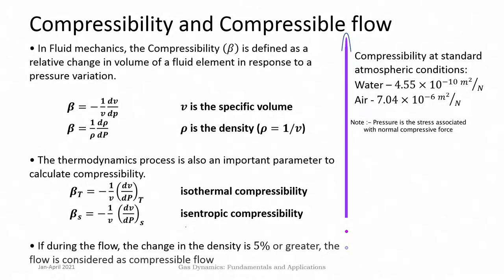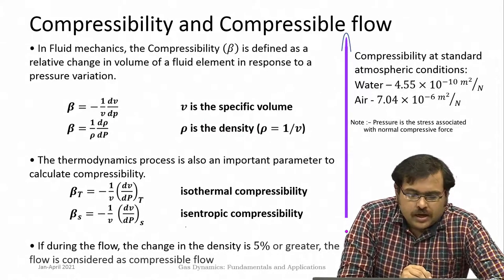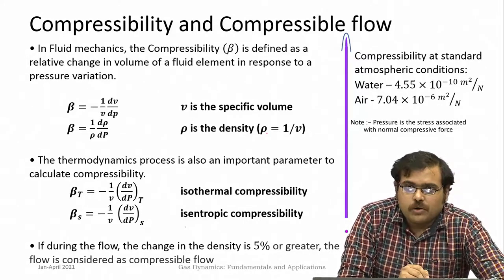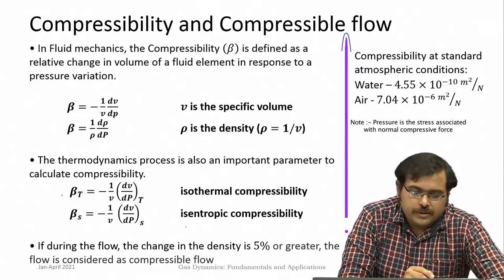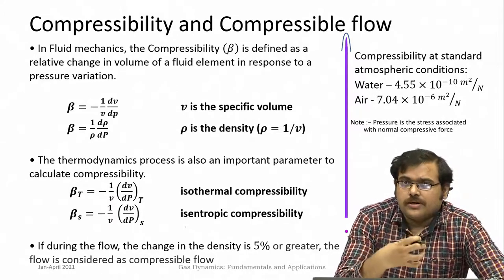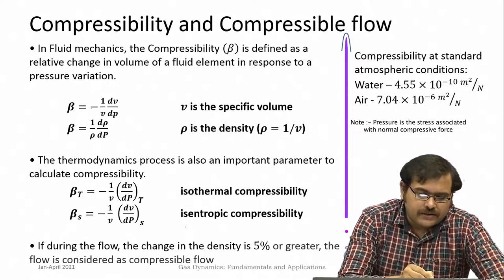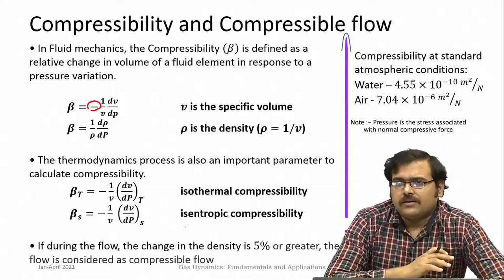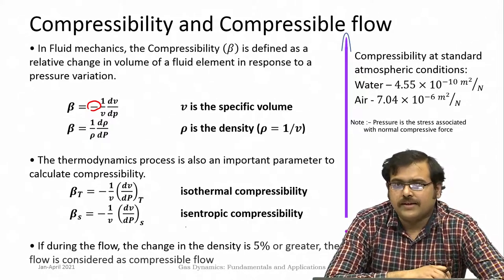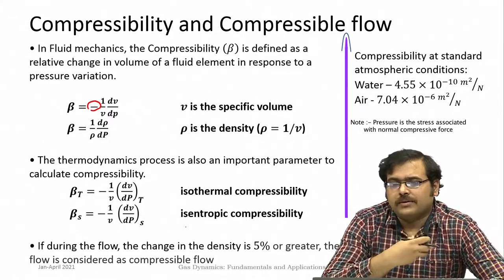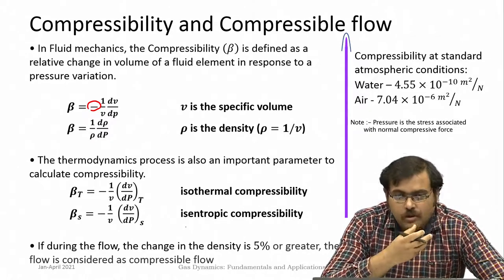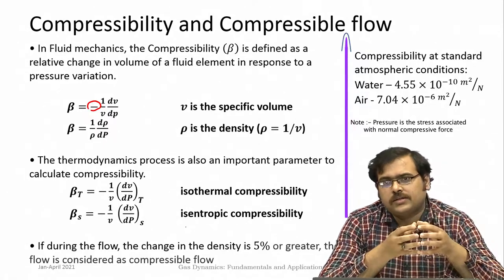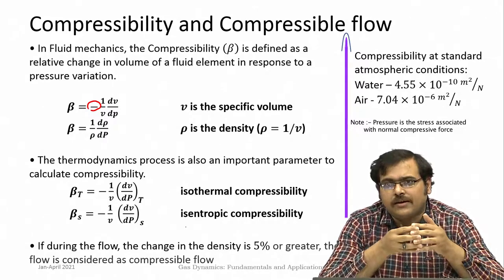That is the basic definition of compressibility. Mathematically it is represented as beta is equal to minus 1 by V dV by dP, where V is the specific volume. It can also be represented in terms of density, because density is nothing but 1 by specific volume. So, it becomes 1 by rho d rho by dP, because when you apply pressure, generally the volume will decrease, so you have a negative sign for volume, but density will increase. For any particular fluid, we can define the compressibility, and it tells us how compressible that fluid is, how much its volume will change.